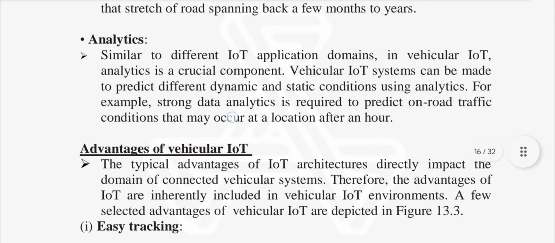Analytics. Similar to different IoT application domains, in vehicular IoT, analytics is a crucial component. Vehicular IoT systems can be made to predict different dynamic and static conditions using analytics. For example, strong data analytics is required to predict on-road traffic conditions that may occur at a location after an hour.